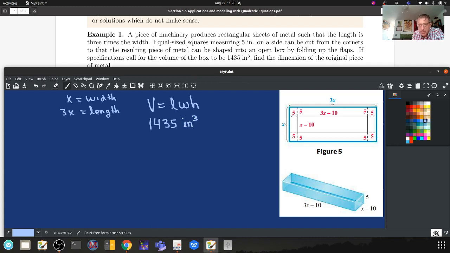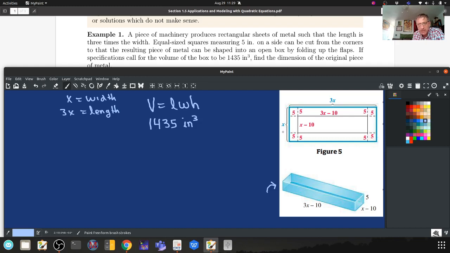But we also know that if they cut out of the corners of this box little squares on each corner, 5 inches apiece, and when they fold these flaps up, you get what's down here. So we know the volume of this down here, we want it to be 1,435 cubic inches. So we want to know what are the dimensions of our original rectangle.